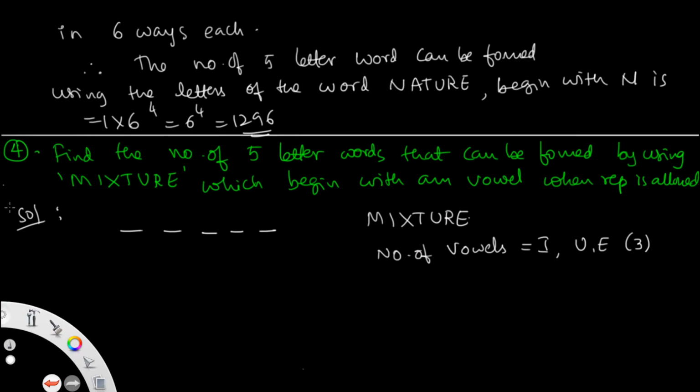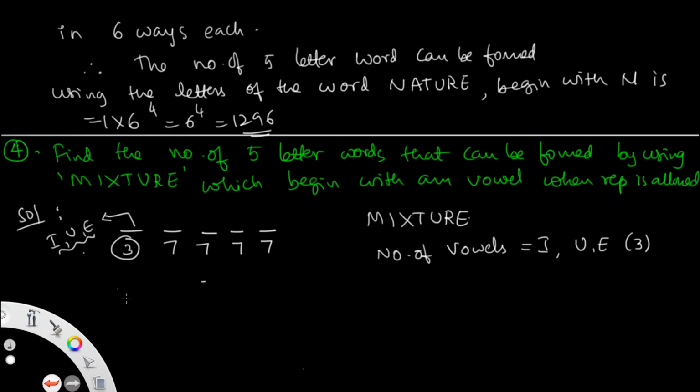So that is any number of ways. In the 7-letter word, the number of vowels is 3: I, U, E. Beginning with a vowel means the first place can be filled with either I, U, or E. That is 3 ways. And the remaining 4 places can be filled with the 7 letters, any number of times, in 7 ways each. So therefore the answer is 3 into 7 to the power of 4.